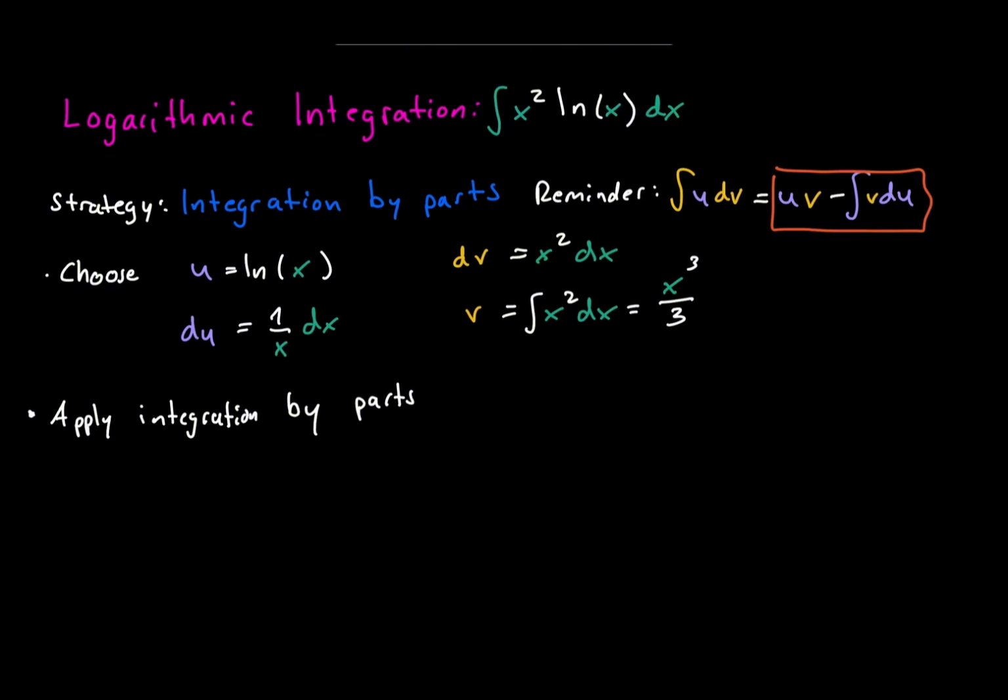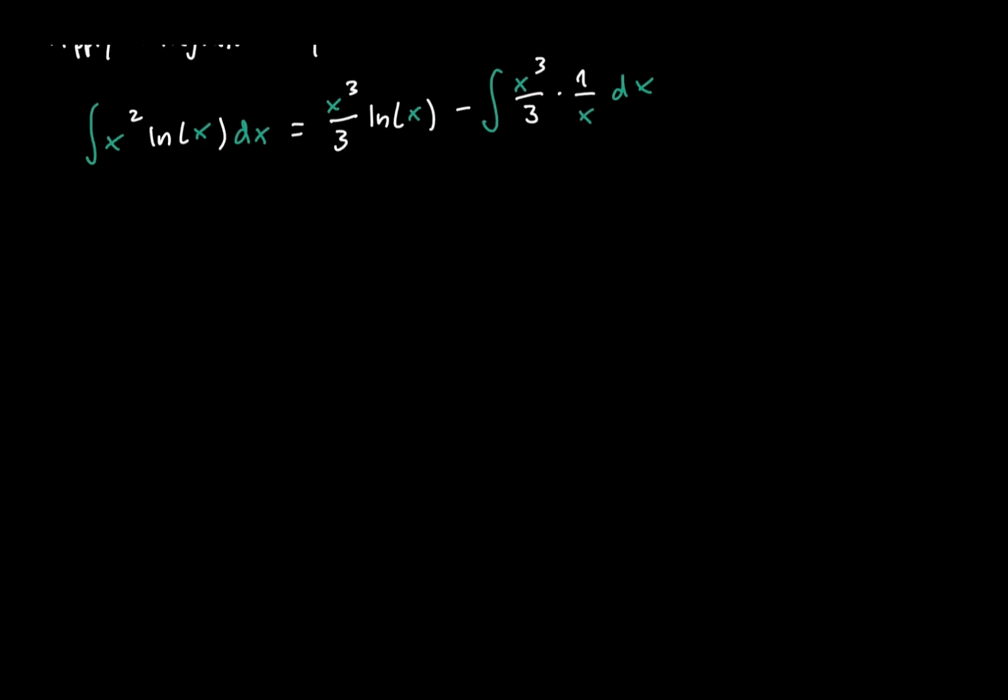We get x cubed over 3 times natural log of x minus the integral of x cubed over 3 times 1 over x. Now simplify inside the integral. x cubed divided by x is x squared. So this becomes x cubed over 3 natural log of x minus 1/3 times the integral of x squared.